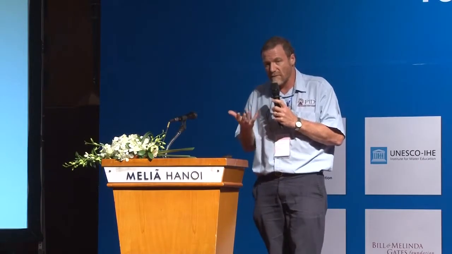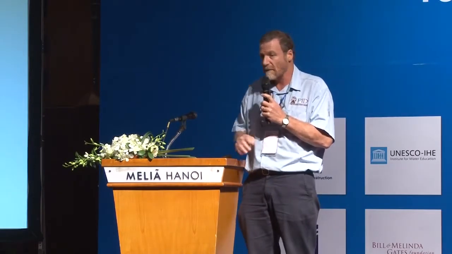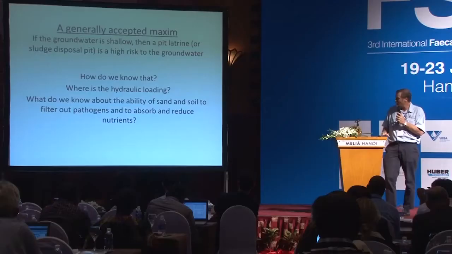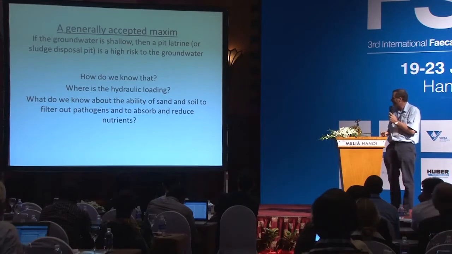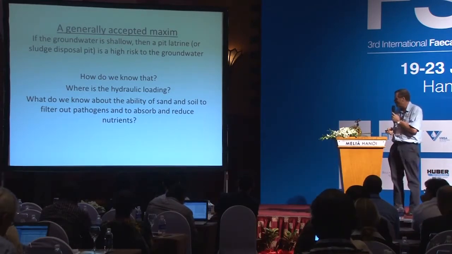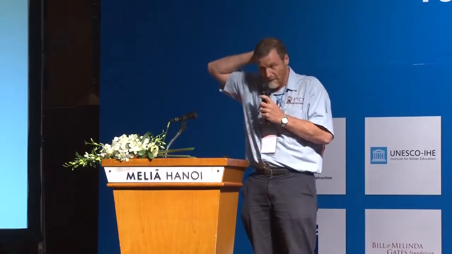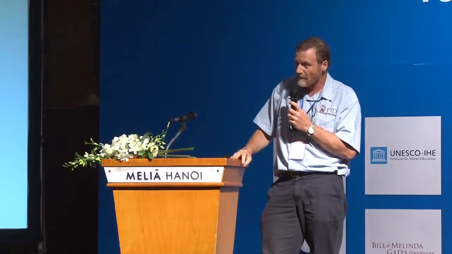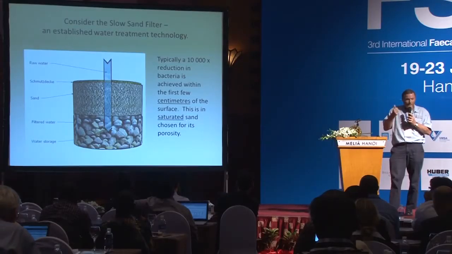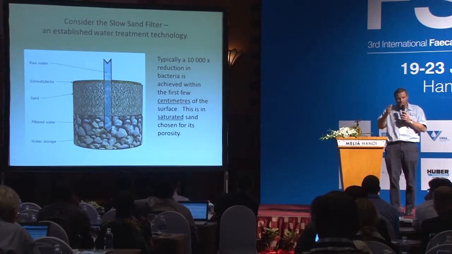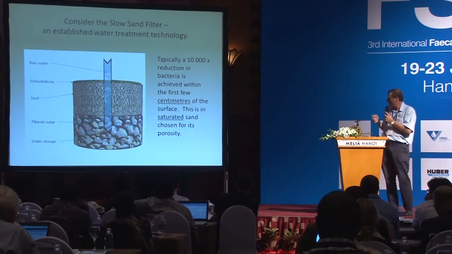Another thing is, okay, well, if the groundwater is shallow, if your pit is intersecting the groundwater, well, then you're definitely polluting the groundwater. Again, how do you know that? Where's the hydraulic load? What do we know about the ability of sand and soil to filter out pathogens and to absorb and reduce nutrients? Now, those of you, hopefully not all chemical engineers, some of you might have done environmental engineering. In Environmental Engineering 101, you learn about the slow sand filter. In a slow sand filter, number one, it's saturated, okay, so it's flooded. Number two, you've got a porous medium. You select a porous medium. Number three, you get a log 4 reduction in your pathogens in the first few centimeters. Okay? That's how a slow sand filter works. So why doesn't that happen around a pit latrine? Okay, you've got far less hydraulic loading, you've got less porosity.